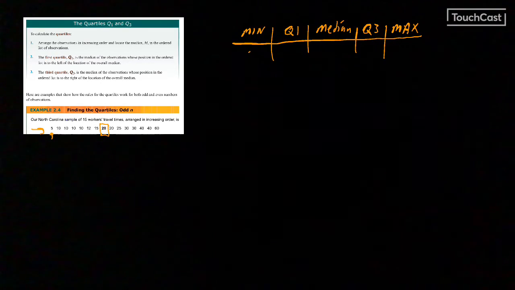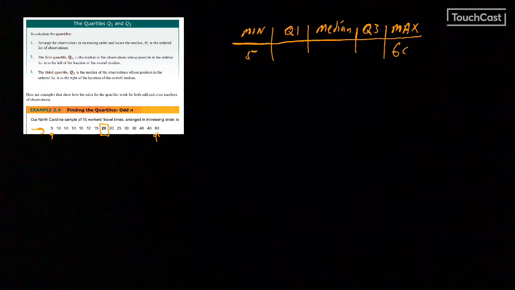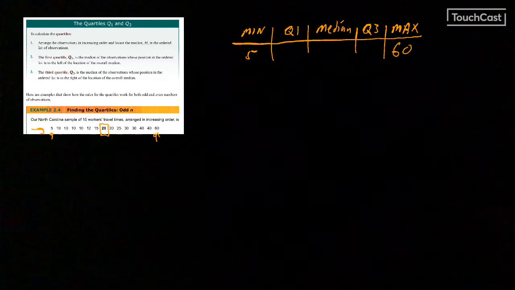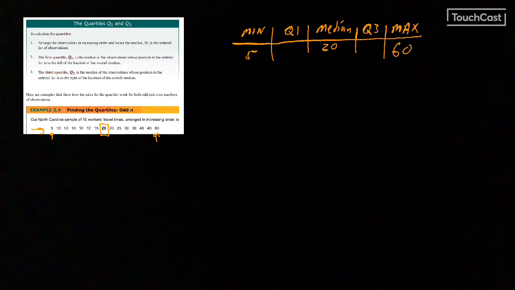So we know what the minimum is. The minimum is going to be this guy right here, number 5. And the maximum is 60. And then the median is 20. So now we need to figure out Q1 and Q3.